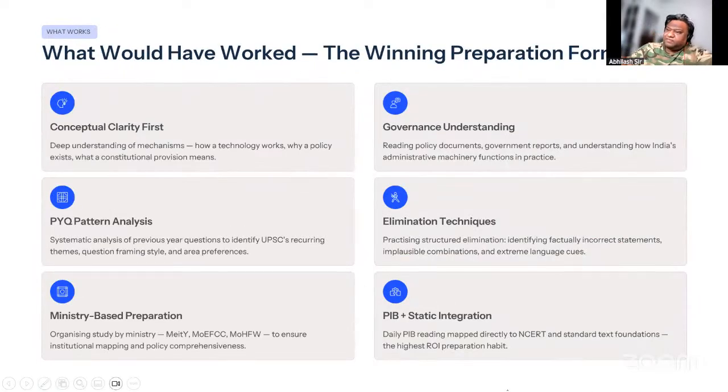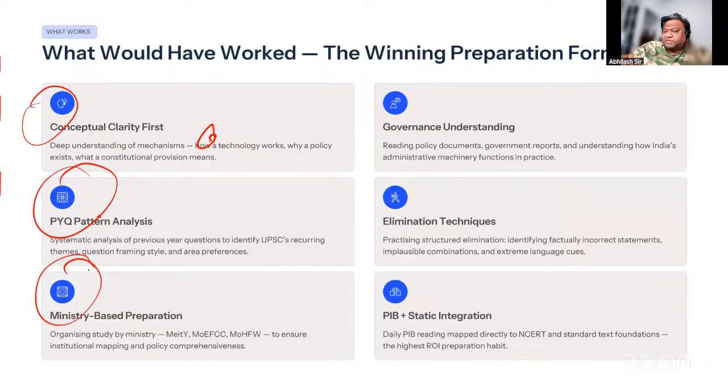You have to have few things very clear. Number one, conceptual clarity. Number two, analysis of PYQ. Number three, perspective from governance ministry elements है. ये आपका वर्किंग एरिया होने वाला है, तो उसके हिसाब से आपकी तैयारी होनी चाहिए. Understanding of governance, practicing elimination, or studying the paper, and PIB plus starting integration.